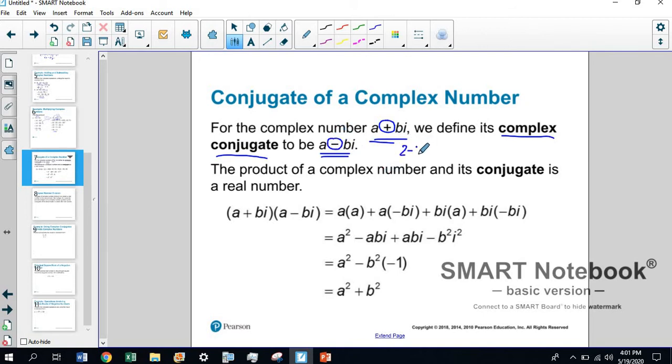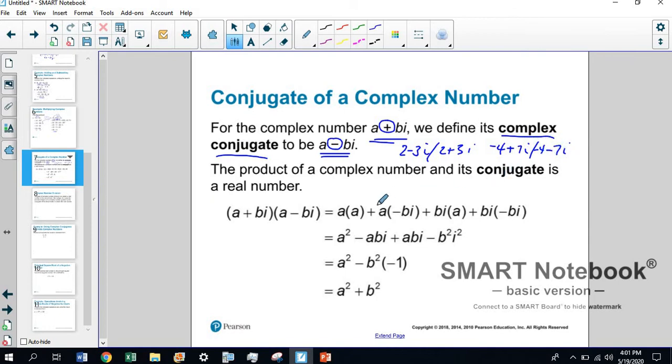So if you have 2 minus 3i, the conjugate of that is 2 plus 3i. If you have 4 plus 7i, the conjugate of that is 4 minus 7i. It's the exact same numbers. A is the same number exactly. If this was negative 4, this would also be negative 4. Okay? It's the same a, and the b is the same. You just switch the sign in between.